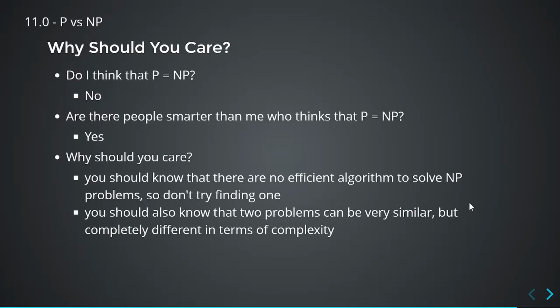And hopefully you can also recognize NP problems. We're going to go through a few NP problems. But as you can see, two problems can be very, very similar, but completely different in terms of complexity, because one is in P and the other one is in NP. You saw that with the longest path and shortest path. You saw that with Euler cycle and Hamiltonian cycle. They're very similar, but they're worlds apart when it comes to solving them.